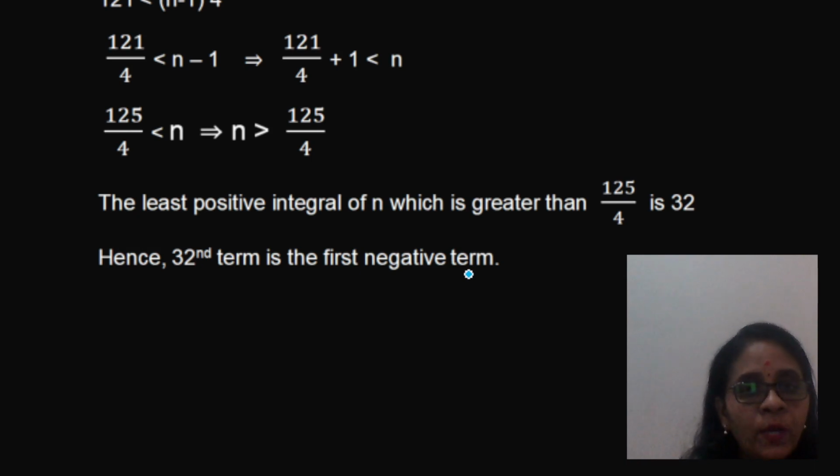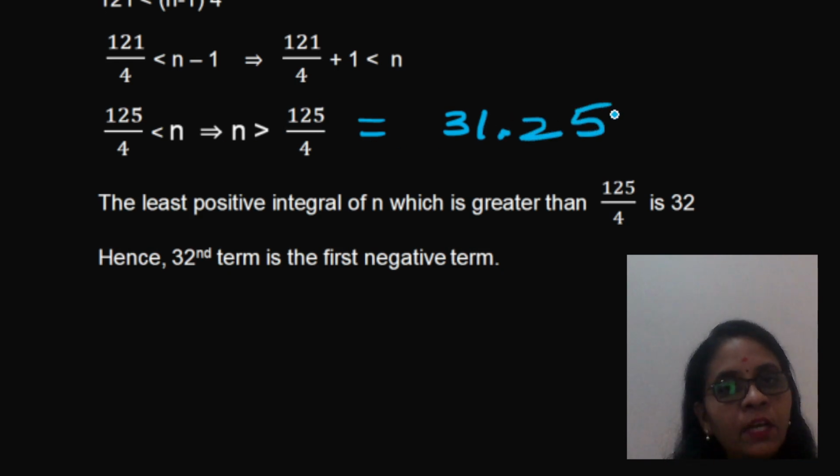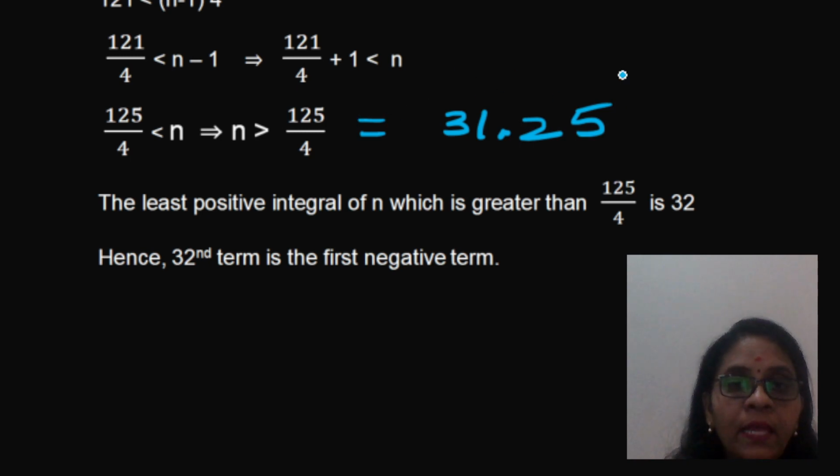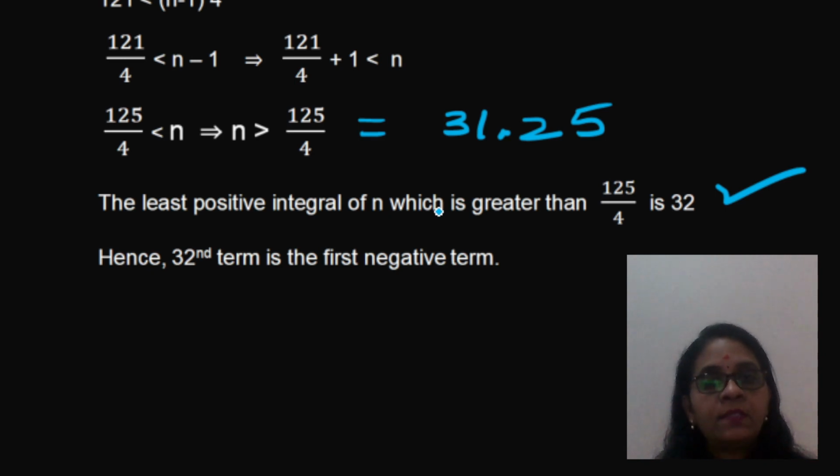If you divide 125 by 4, let us see. 4 3s are 12, and then 4 1s are 4, then you have 0.10, 4 2s are 8, 31.25. N is greater than 31.25. The integral value immediately greater than 31.25 is 32. So, the 32nd term is the first negative term.